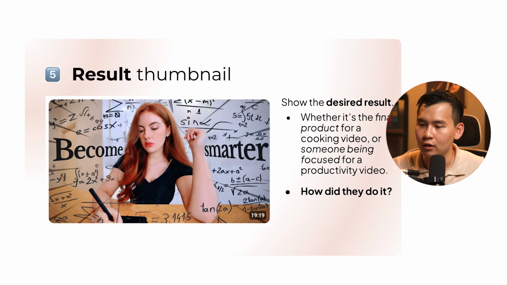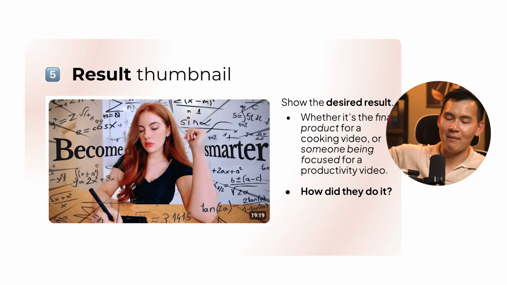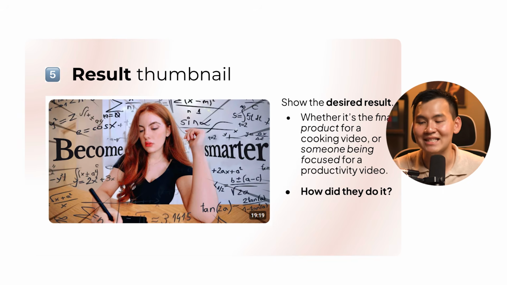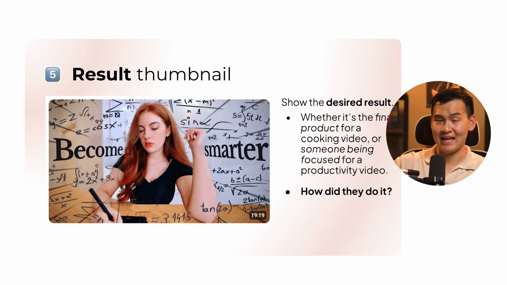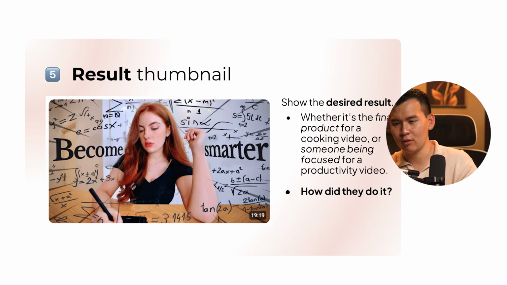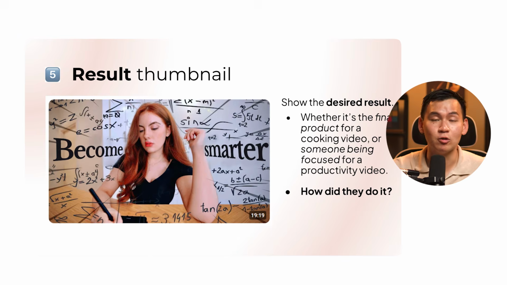And then bang, over here, the result thumbnail, right? It shows the desired result, right? Whether it's the final product for a cooking video or someone being focused for a productivity video, or how did they do it, right? So this girl over here becomes smarter, bunch of math all around here, right? That is the desired result. And she's also in motion, right? She's in the moment, in the action. She's actually writing something, so it looks like she's doing something super important. That is the result thumbnail.